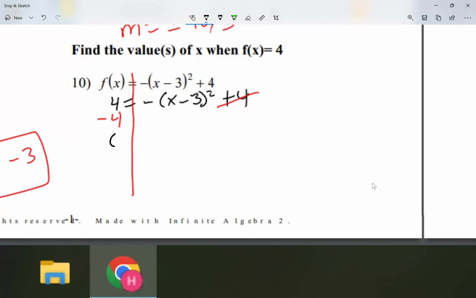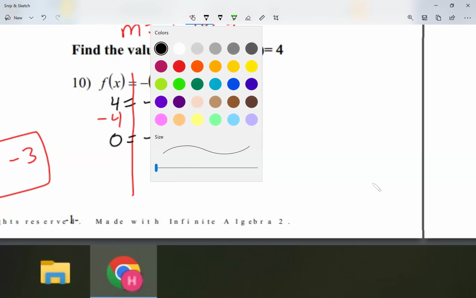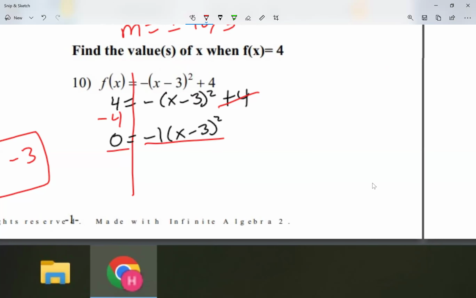So that gives me 0, because 4 minus 4 is 0, is equal to a negative sign, x minus 3 squared. Now the negative sign outside of the parentheses, that really represents negative 1. That's really what it does. Okay, so let me divide by the number outside of the parentheses, not the exponent, the other number. So let me divide by negative 1, because I'm trying to cancel that.